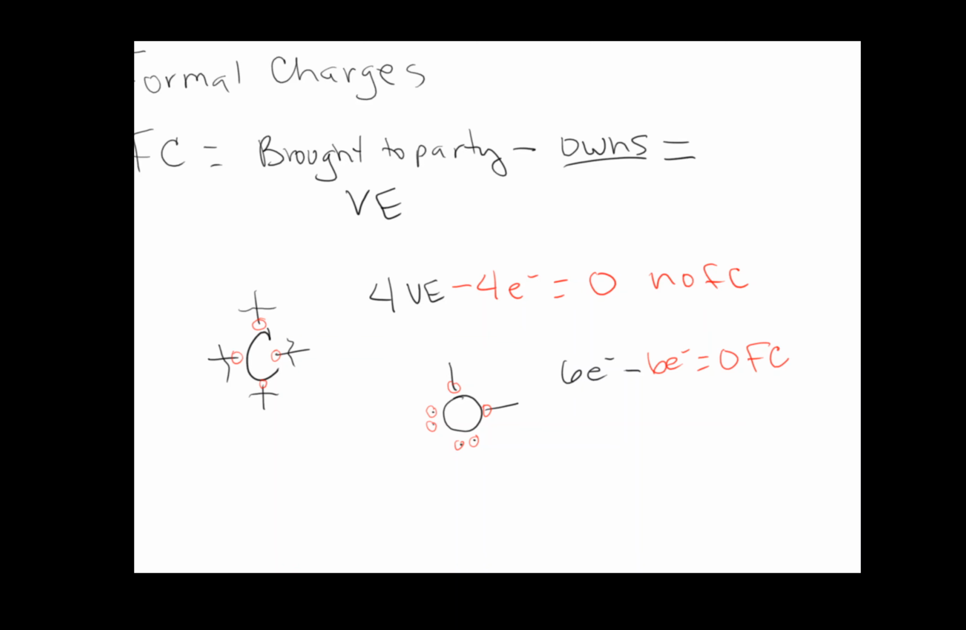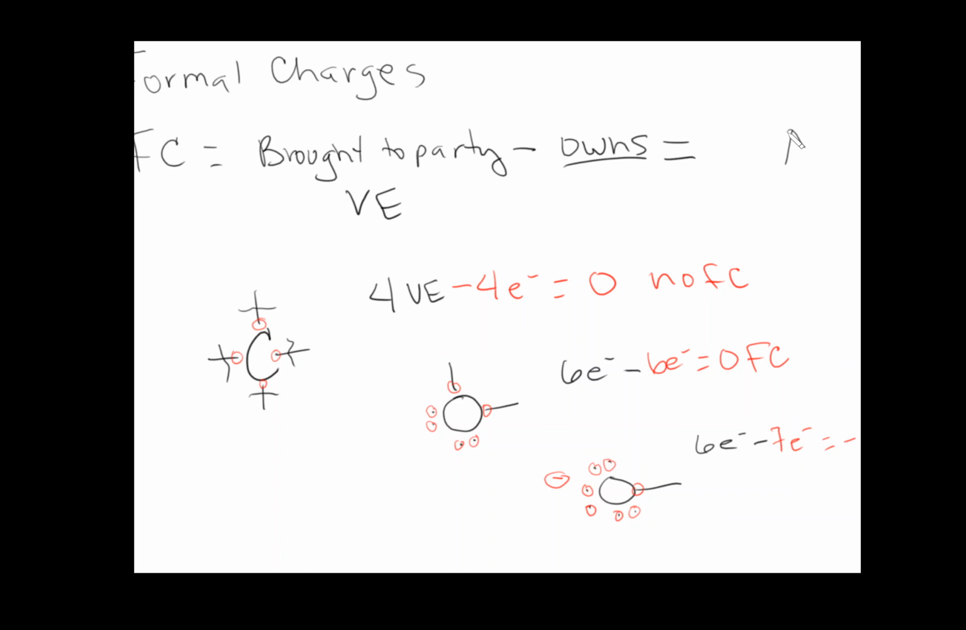But let's compare and contrast with this one. The same thing, it brought 6 electrons with it, but how many does it own right now? It owns 1, 2, 3, 4, 5, 6, and 7. It owns 7 electrons for an overall -1 charge, which you would put just a little charge right next to it.